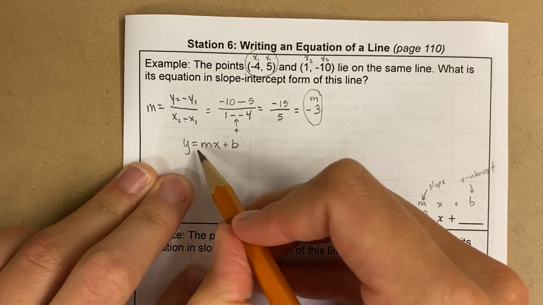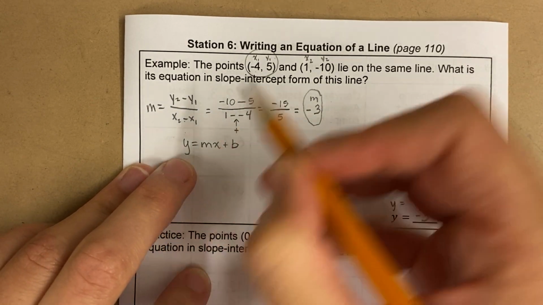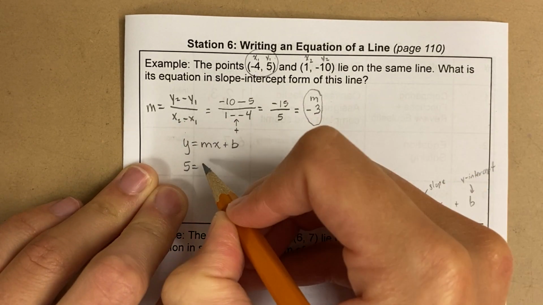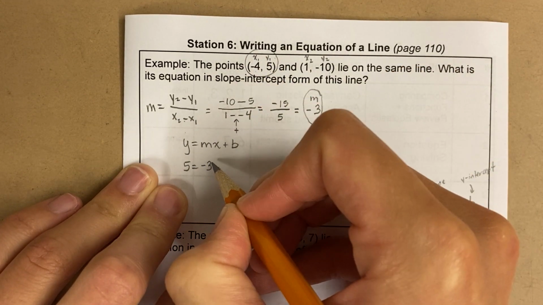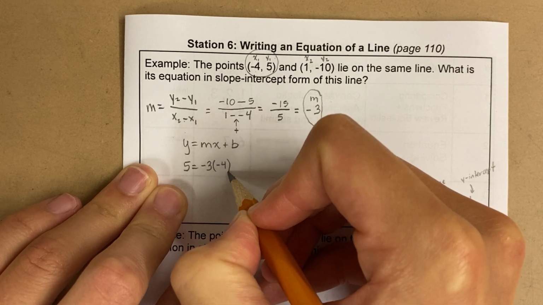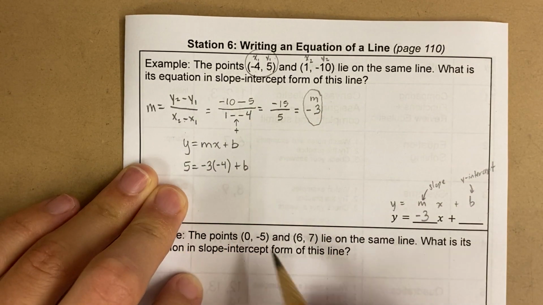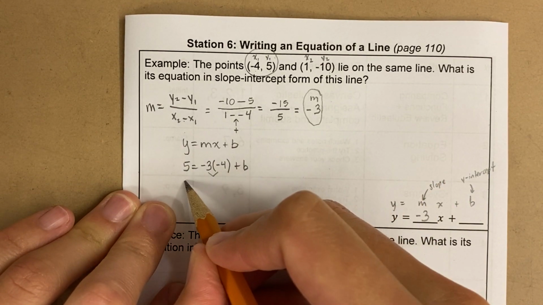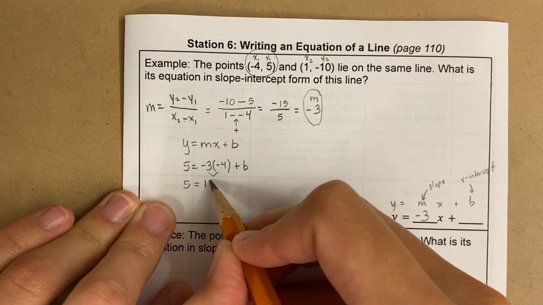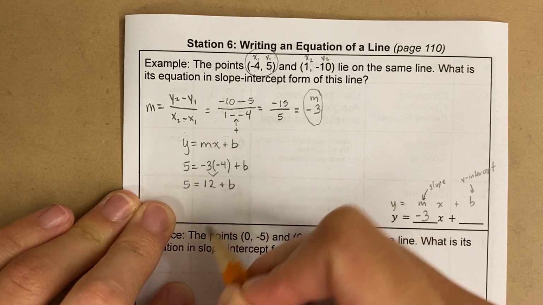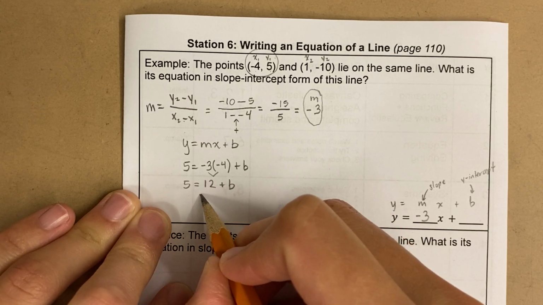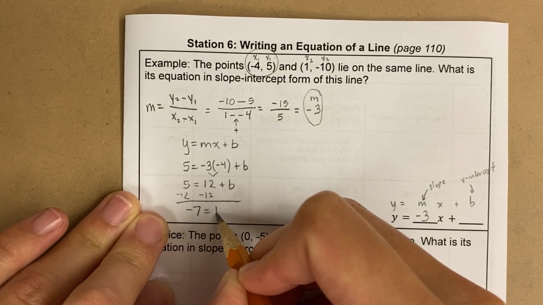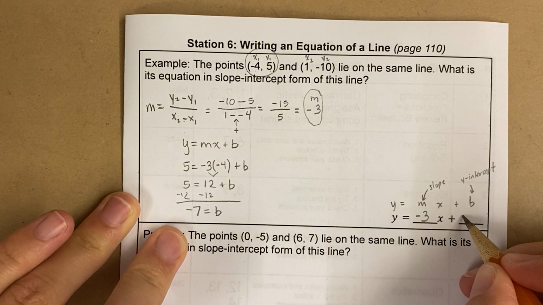So look, I'm plugging in y equals mx plus b. For y, I'm going to plug in 5, my y, equals m, negative 3, x, negative 4, and then plus b. Now, b is my only unknown. I'm trying to solve for b. So first I'm going to multiply. Negative 3 times negative 4. Negative times negative is positive. Okay, and then I want b by itself, so I'm going to subtract 12. And I get negative 7 equals b. So that's my answer, negative 7.